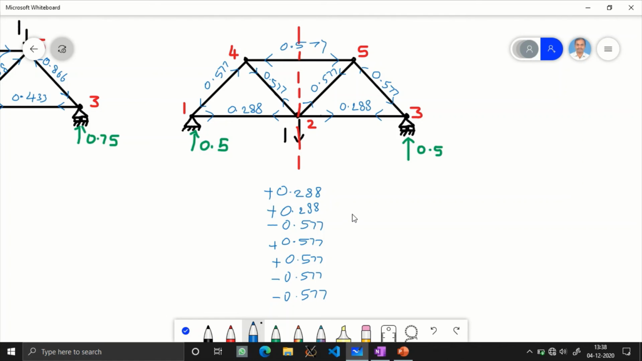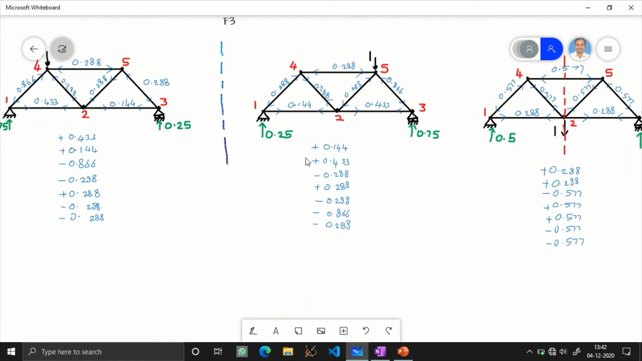You can also have another check. This is similar to a simply supported beam carrying a concentrated load at the central span. It will bend like this, so the bottom members will be in tension and top members will be in compression. Like here we can see the negative sign indicates compression. Now I have values for all the 3 columns of my B matrix. So my B matrix is complete.